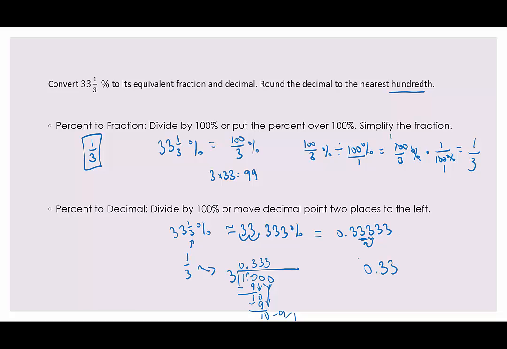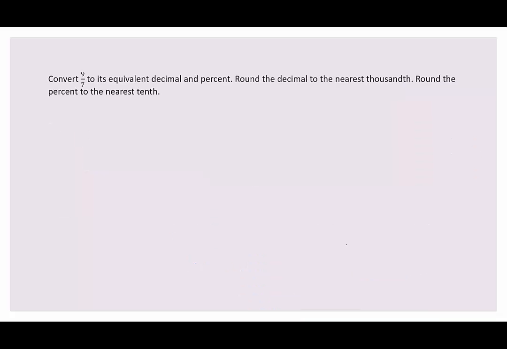So that one's going to be the least precise of the 3, but it's probably good enough. Last up, we're going to convert this gorgeous fraction 9/7 to its equivalent decimal and percent. We're going to round the decimal to the nearest thousandth, round the percent to the nearest tenth.